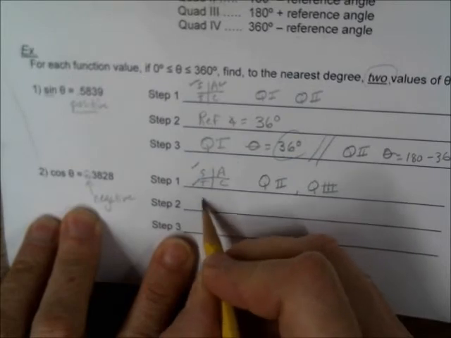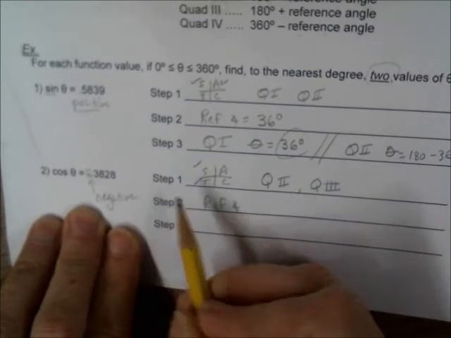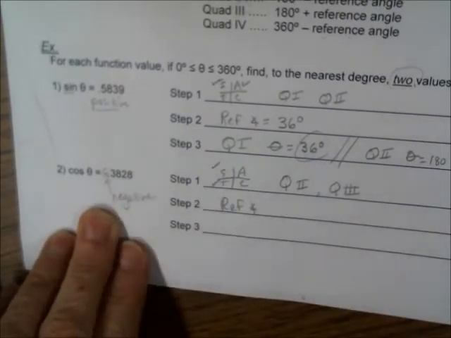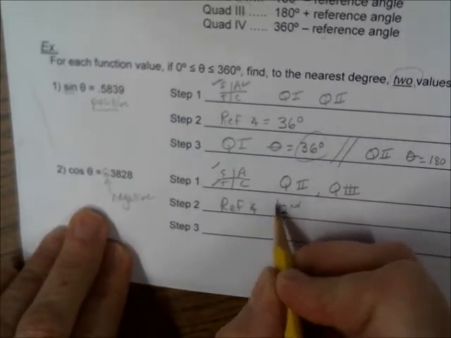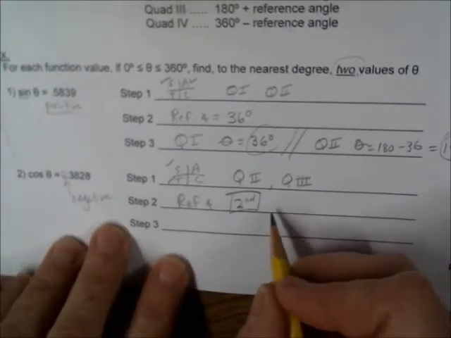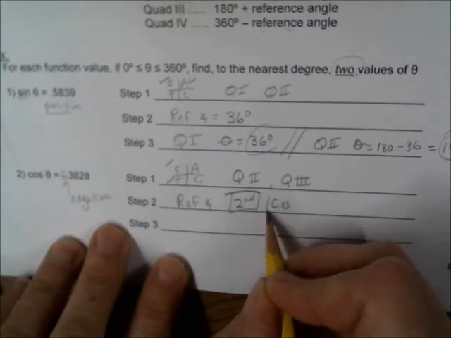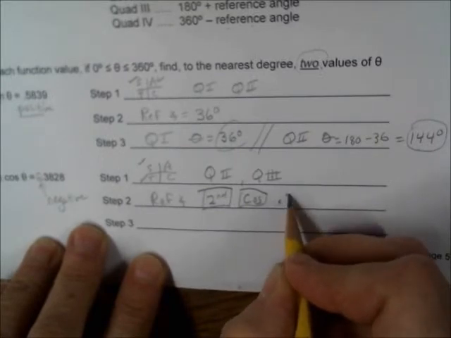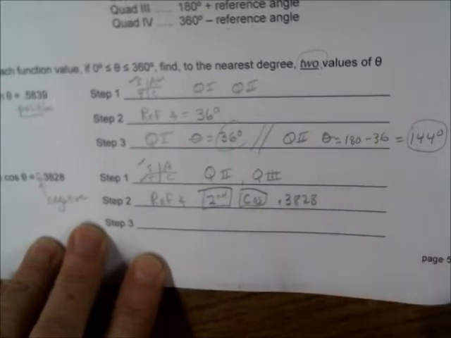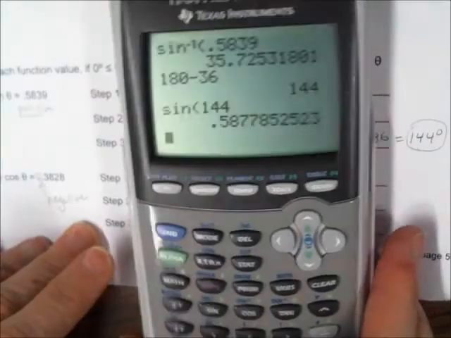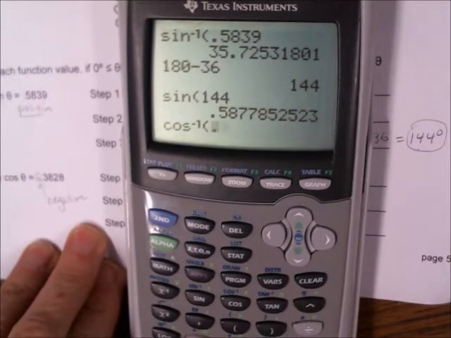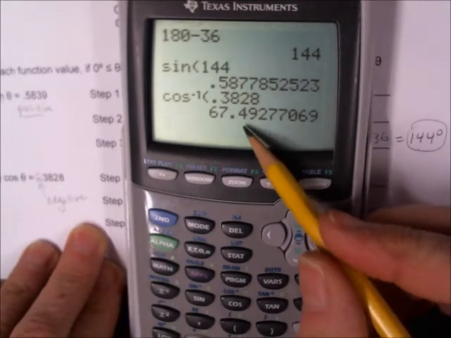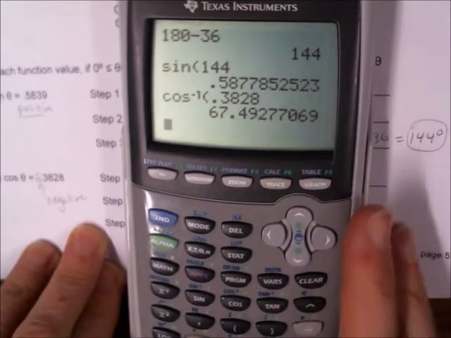Step 2 says let's find our reference angle. So watch this. We are not going to enter second cosine of a negative. We want to get, and you should write this down, we're going to type in our calculator, second cosine of positive 0.3828, because if we put a negative in here, it's going to mess us up. It's not going to give us the right reference angle. Second cosine of positive 0.3828. And our reference angle is 67 degrees.